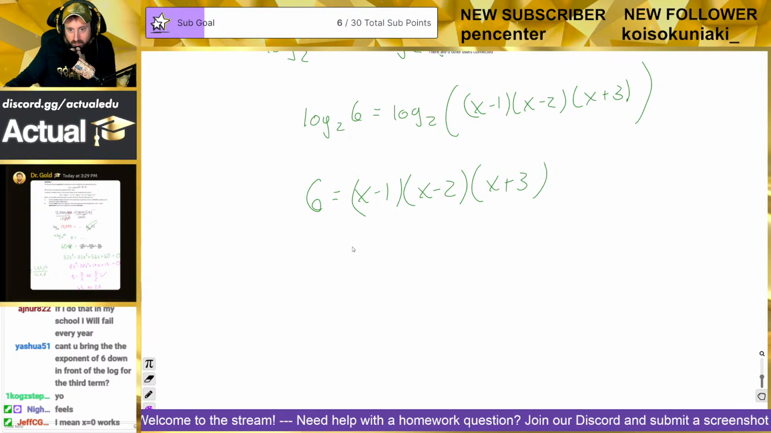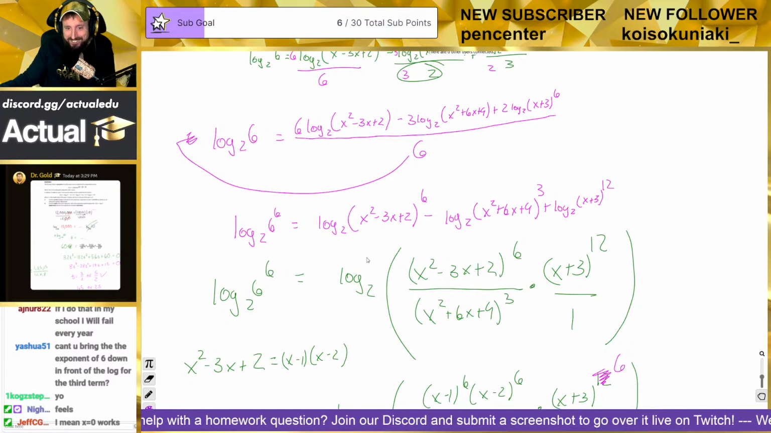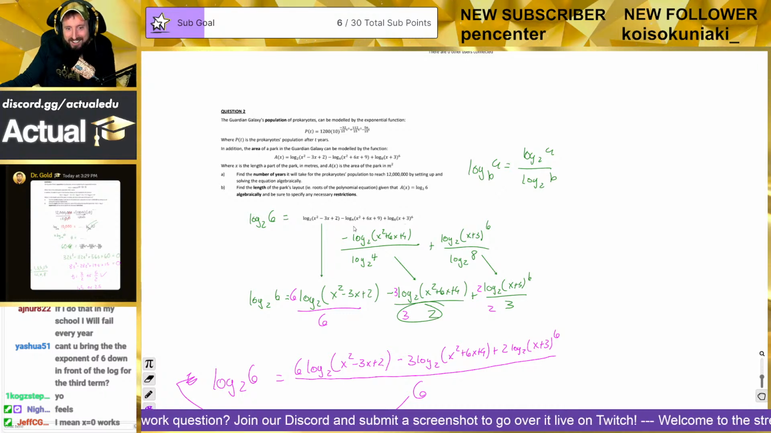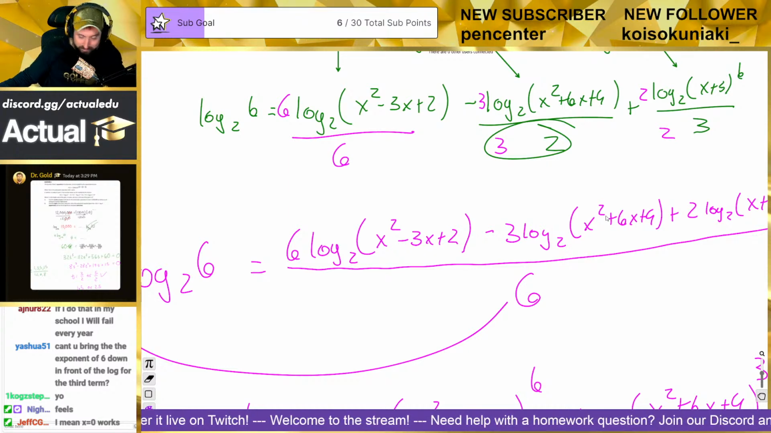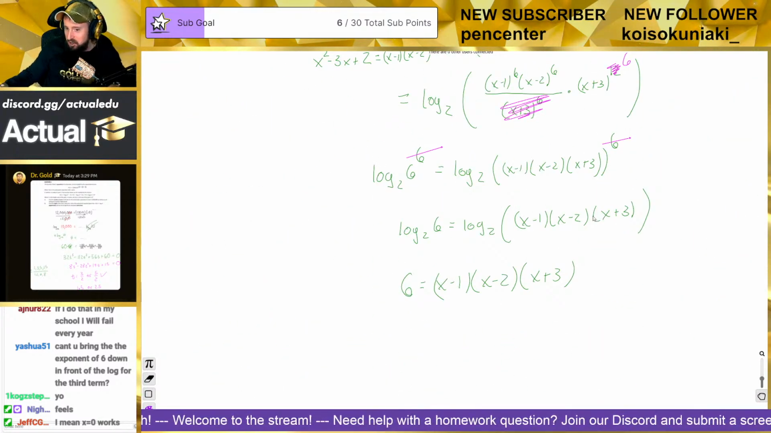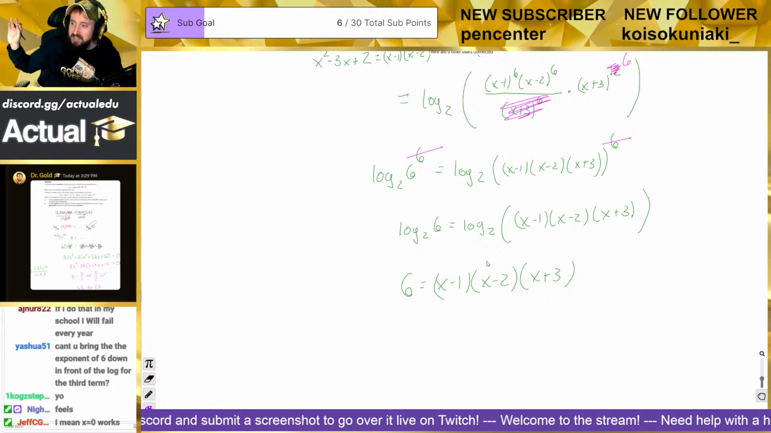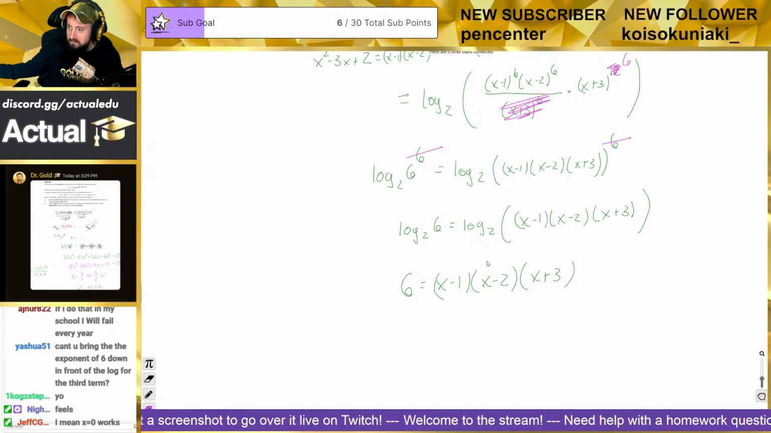Oh, x equals 0 works. Oh, it does. Jeff is hilarious, dude. But here's the problem, Jeff: it's the length of the park's layout, so the length is not allowed to equal 0. Just so Jeff is correct here, if I plugged in 0, I would get 6, because you'd get negative 1 times negative 2, which is 2, times 3, which is 6. So it does work. The issue is that this is a trivial solution, because you can't have a park with a length of 0. That'd be like an infinitely thin park.